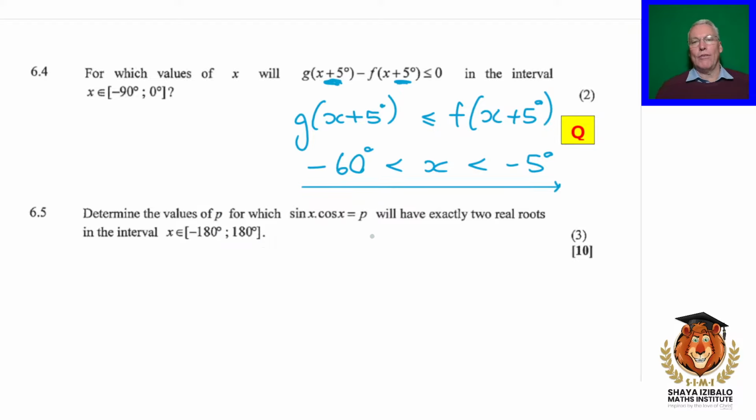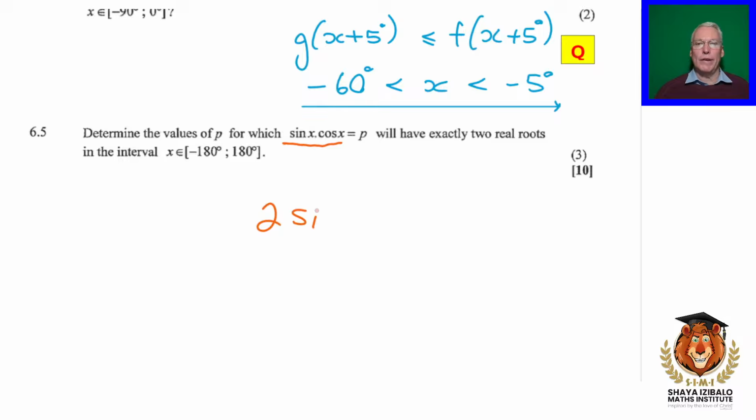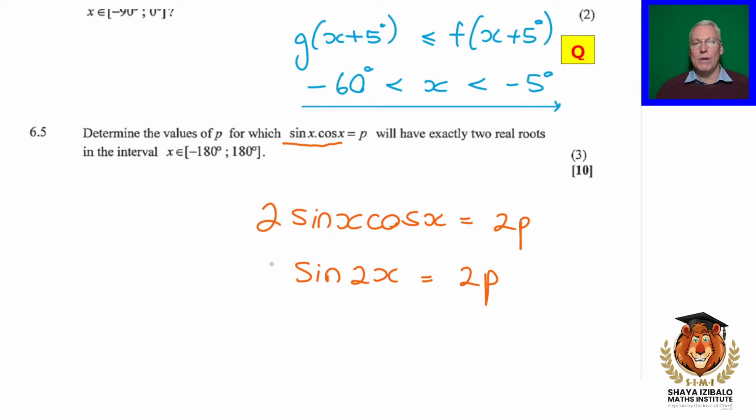Then it says determine the values of x for which sine x cos x equals p. Again, this looks like our double angle formula for sine. So if we make it 2 sine x cos x, we would have to make that 2p. Then this is like saying sine 2x is 2p, but in fact the graph we've got is actually 2 sine 2x. So if we multiply both sides by 2, we get 2 sine 2x is 4p. And it's saying for which values of p, y equals p being a horizontal line, will we have exactly 2 roots on the intervals for which our graph's been drawn.